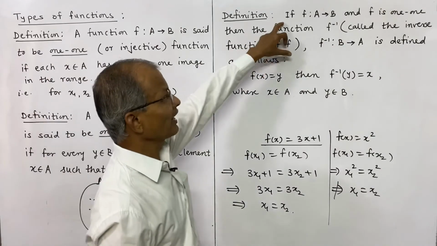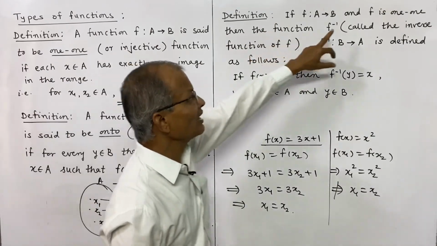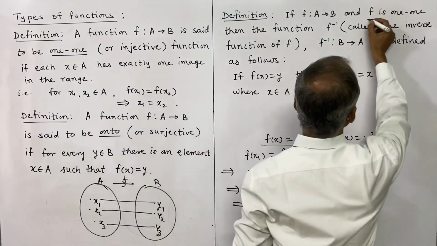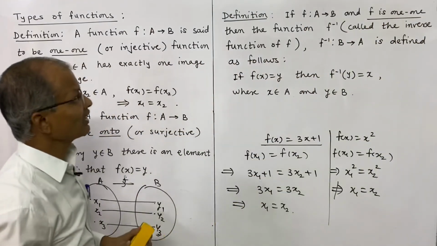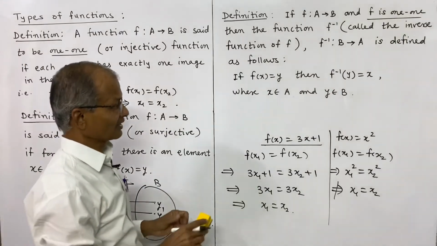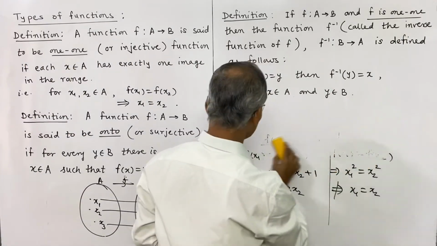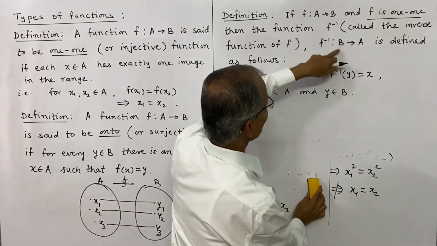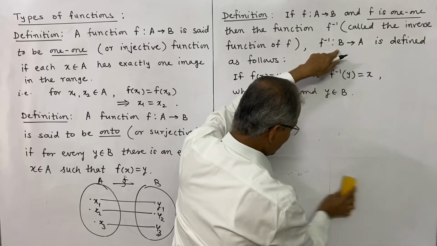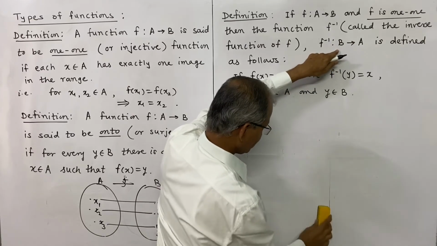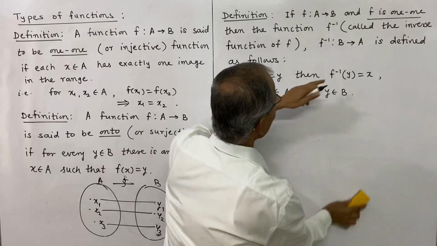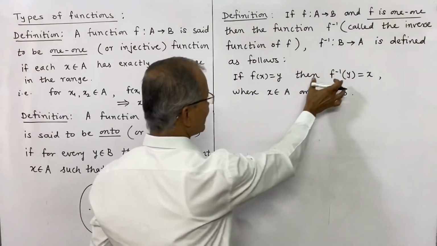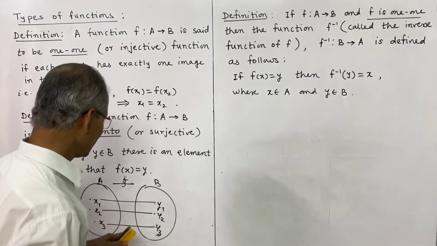Now we shall further define the inverse function. This is defined only when f is 1-1, which is to be noted. If f is a function from A to B and f is 1-1, then the function f inverse, called the inverse function of f, will be from B to A. For the inverse, B will be the domain. It is defined as follows: if f of x is equal to y, then f inverse of y is equal to x.